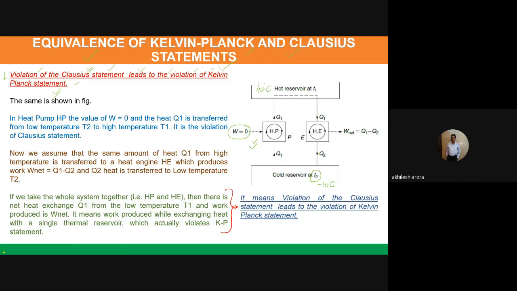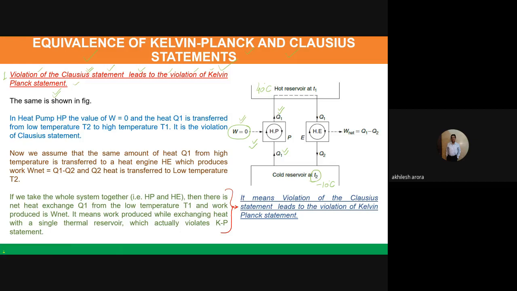So when the work is 0, what we have seen here is we are withdrawing Q1 amount of the heat from the cold reservoir and throwing it to the hot reservoir at temperature 40 degrees Celsius. So the same amount of the heat is withdrawn and the same amount of the heat is thrown to the high temperature reservoir without inputting any work or without doing any work on the heat pump. So you know, from the Clausius statement, it is impossible.